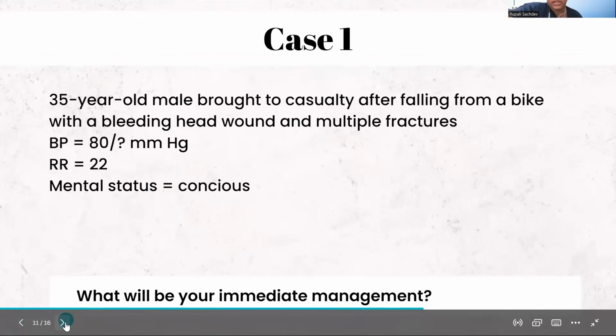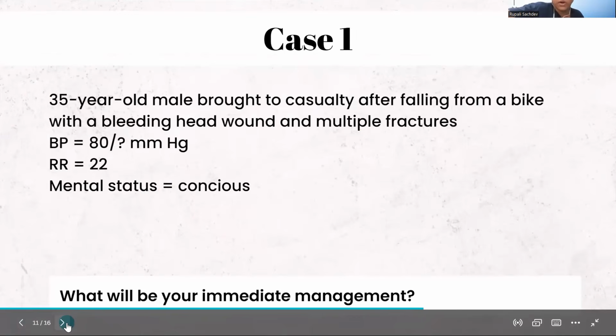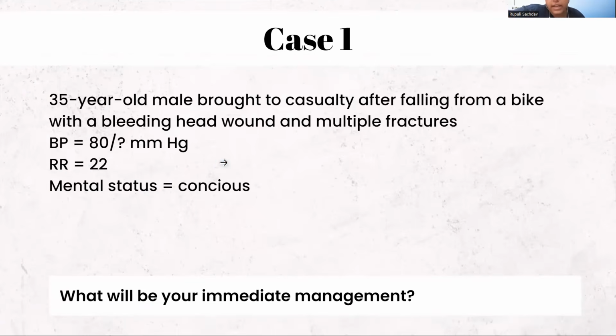Okay, we'll move on to the cases. 35-year-old male brought to the casualty after falling from a bike with a bleeding head wound and multiple fractures. BP systolic is 18, diastolic you're not able to ascertain. Respiratory rate is 22, but the patient is still conscious. What would you like to do?